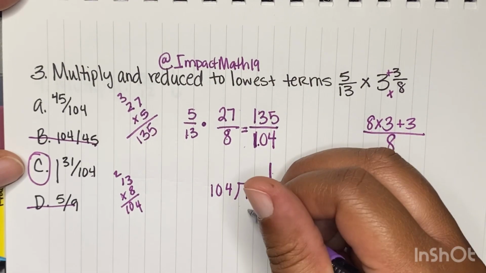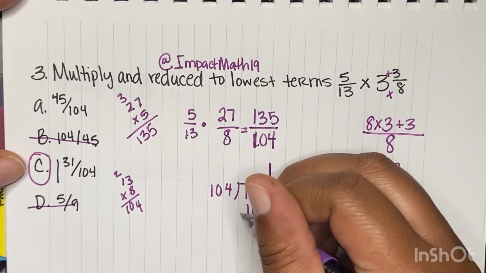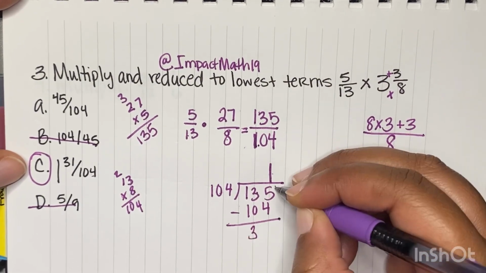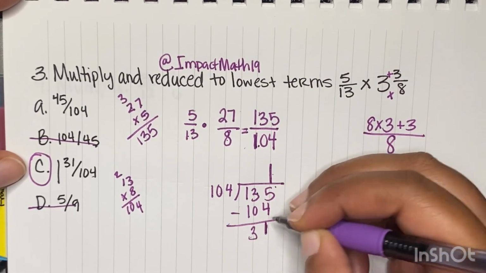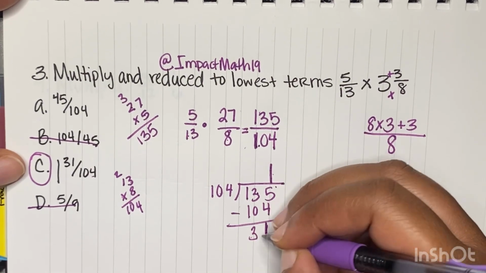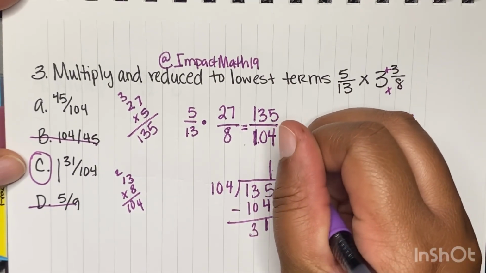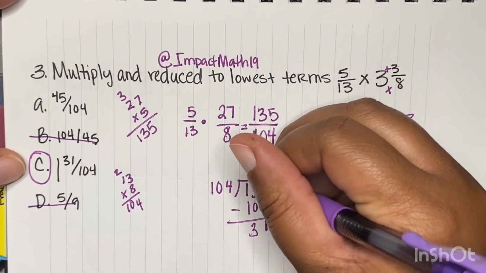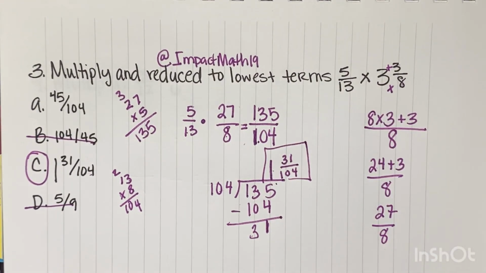1 times 104 is 104, and we're going to minus. 5 minus 4 is 1. 3 minus 0 is 3. So you see how they have a remainder of 31? So you put 31 over what you're dividing by, which is 104. And that's how you get your answer.